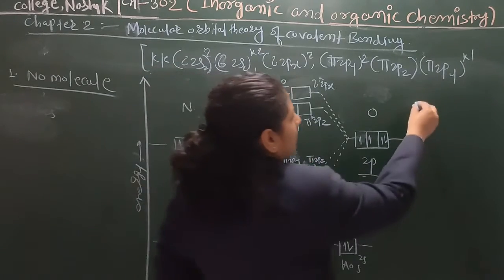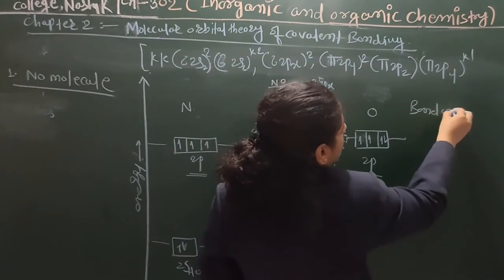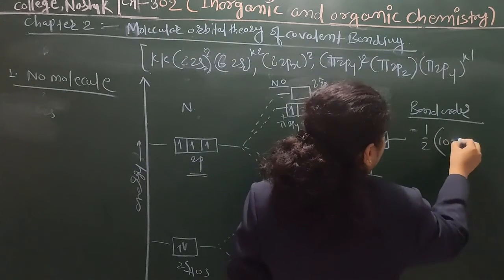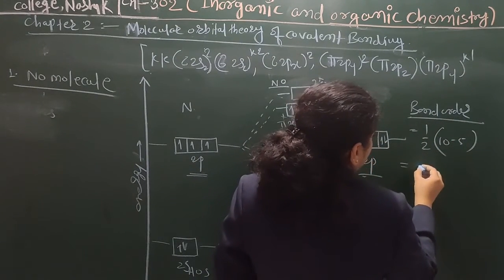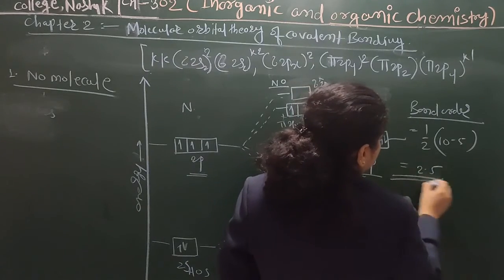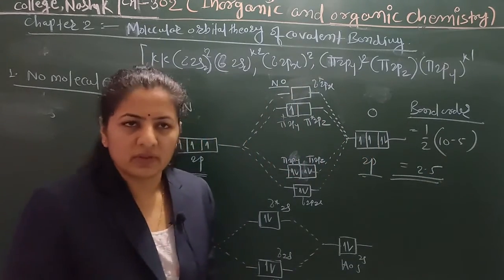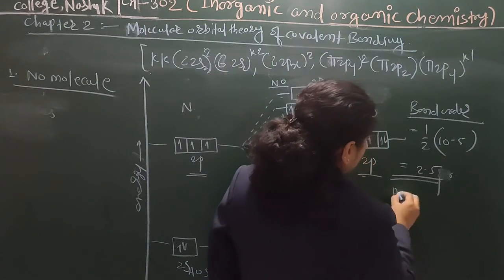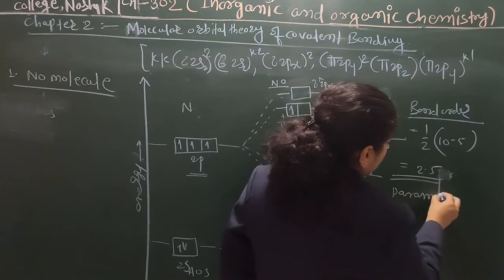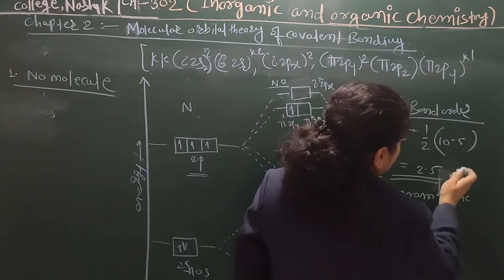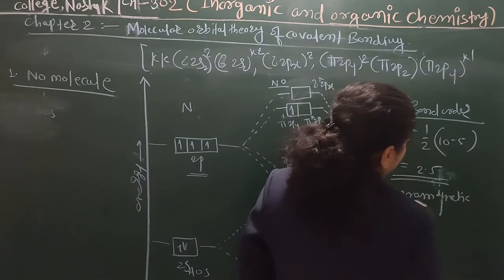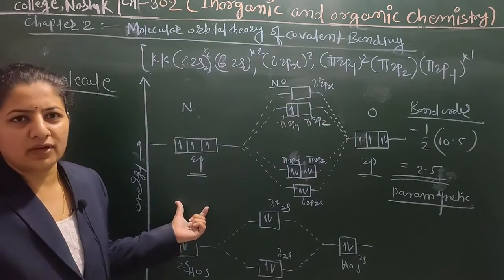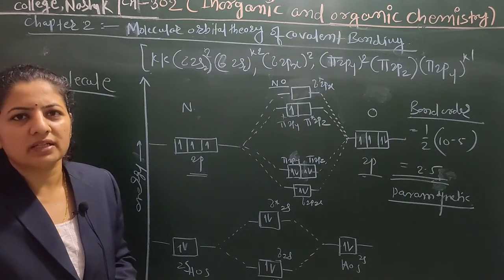The bond order can be calculated as half into the number of bonding electrons minus the number of antibonding electrons. So the bond order is 2.5, which means that this is paramagnetic. So this is all about the MO energy level diagram for NO. Now let's discuss the CO molecule, that is carbon monoxide.